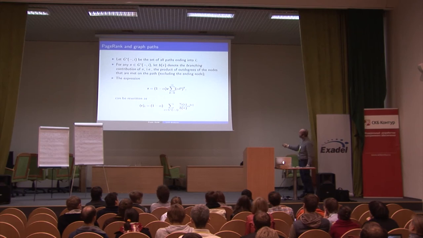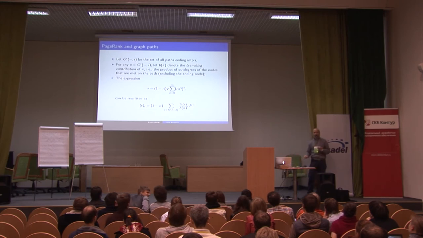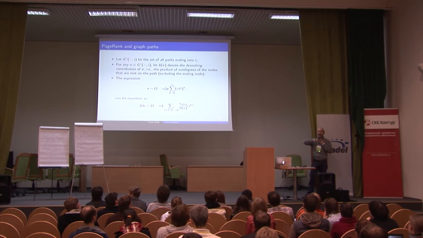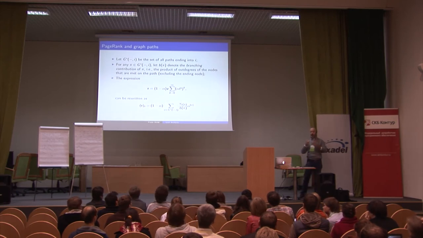And then there is this other factor here that is called the branching contribution. The branching contribution is the product of the degrees of the nodes that I find on my path. So think of it in the following way.